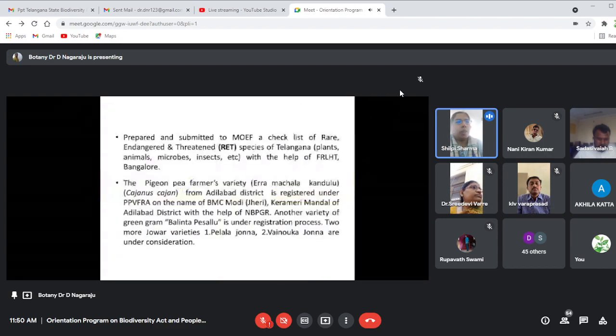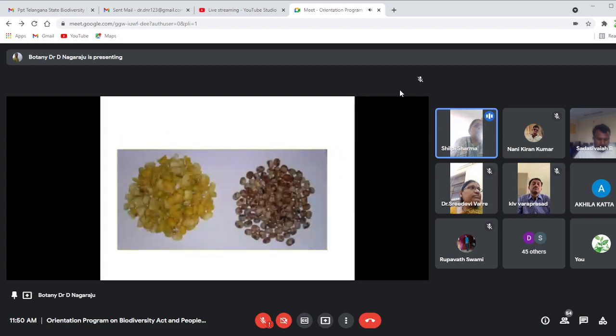Yes, activities. Here I want to tell you that the threatened species of Telangana have been documented by Telangana State Biodiversity Board. The picture you are seeing on the screen is the Machakandalu, your regular pigeon pea, called Yerra Machakandalu in one village in Adilabad. This has been registered under the BMC name in the PPVFRA register. Then we have Pella Jona, Velastani Pella, and so many local landraces which have been registered under PPVFRA by Telangana State Biodiversity Board.